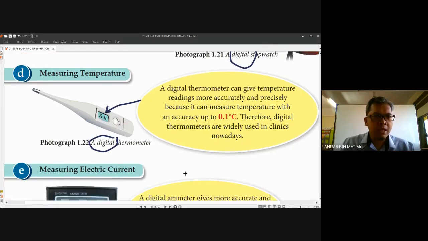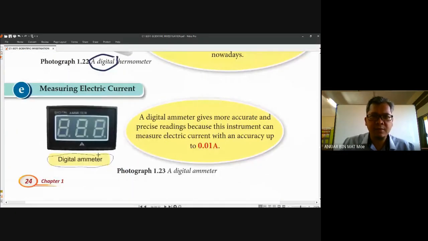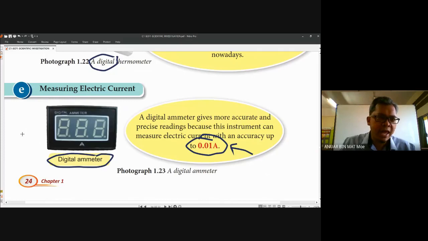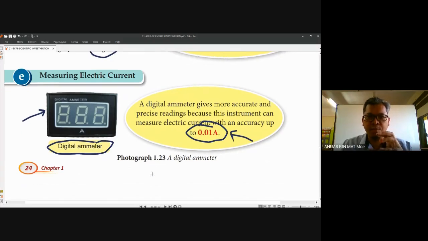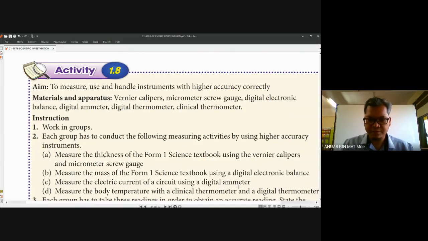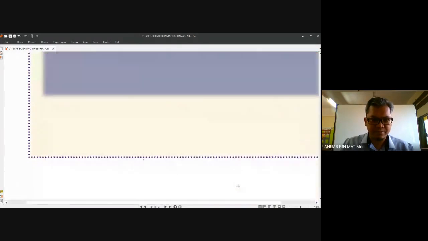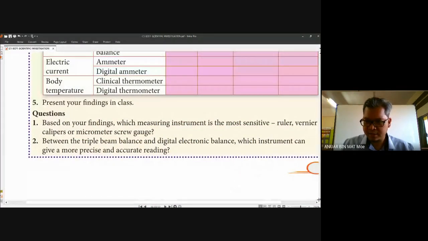And then this is the digital ammeter. It can measure up to 0.01 accuracy, and it can give you directly the value of the unit. So this is more precise, more accurate, and more sensitive. Okay, right? Any question? No question? Make sure you can understand this.